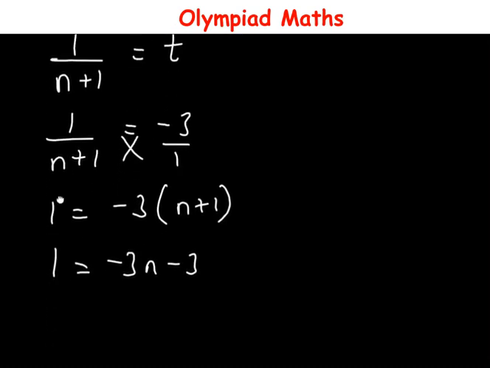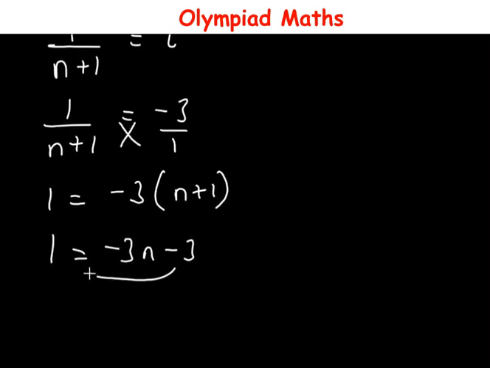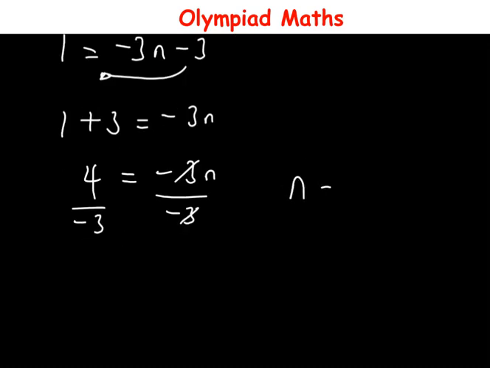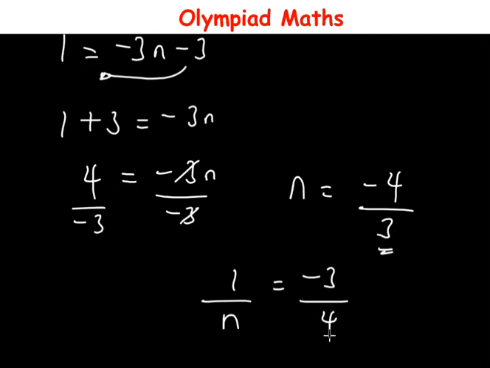Then collecting like terms, move minus 3 over to this side. We have 1 plus 3 is equal to minus 3n. So from here, 1 plus 3 is 4, which equals minus 3n. Divide both sides by minus 3 over minus 3. So n is then equal to minus 4 over 3. Okay, good. So from here, the inverse of n, which is 1 over n, you will just flip this upside down, and this becomes minus 3 over 4.